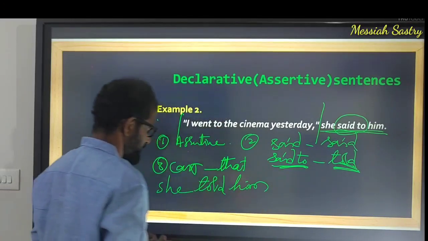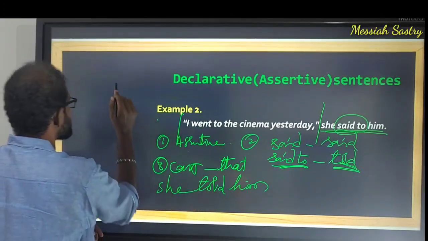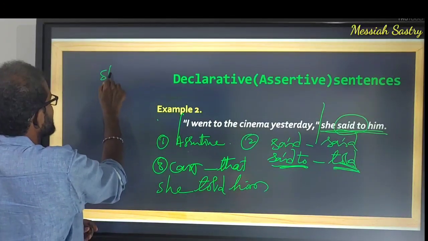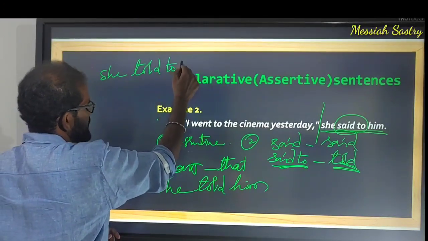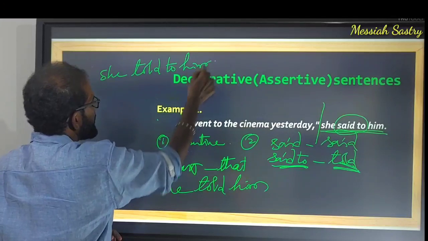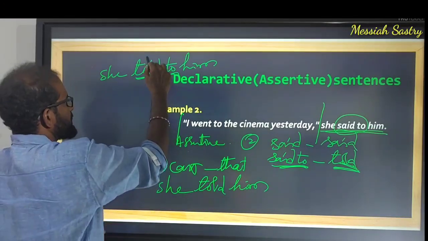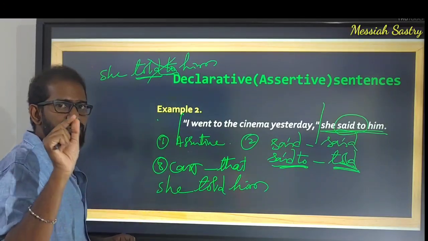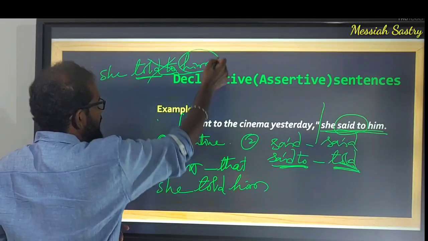Now here we need to be very careful. I want to remind you of one point. Most of the students write "She told to him." They use "to" after "told". It is wrong. We should not use "to" after "told" when there is a listener.